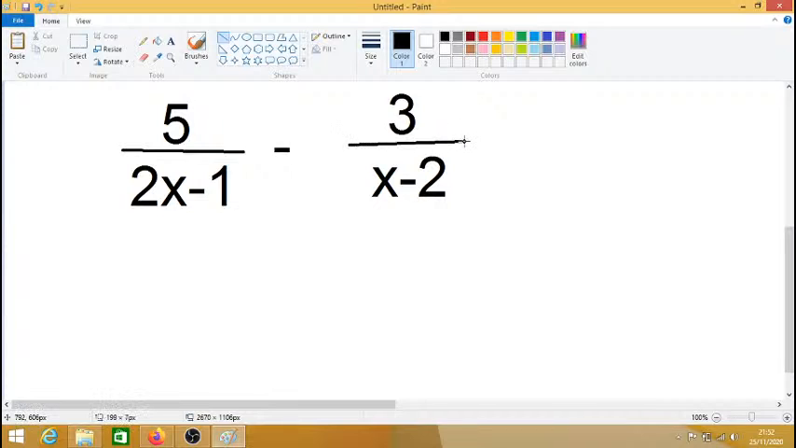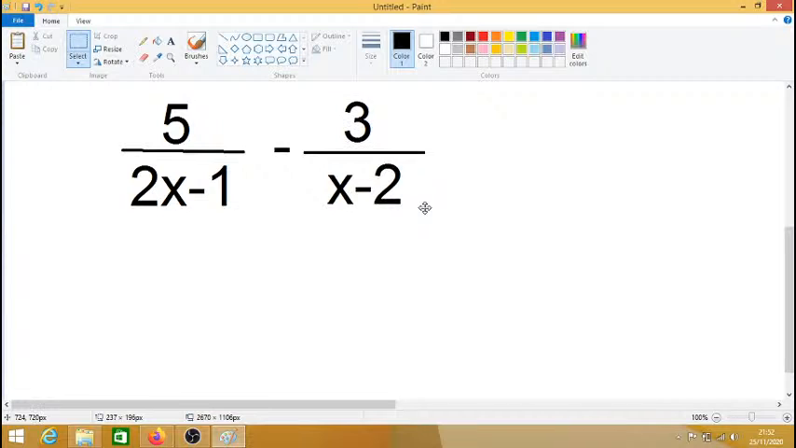Have a go. See if you can use the same method. Be careful with the algebra, and we'll take a look at your answer in about 2 minutes.